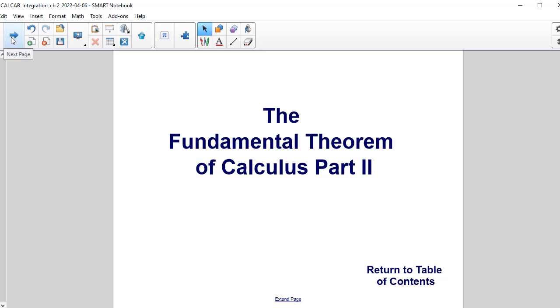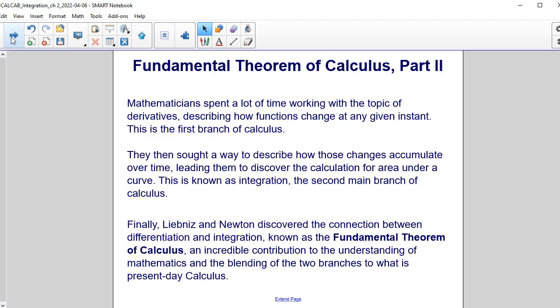The Fundamental Theorem of Calculus, Part 2. Mathematicians spent a lot of time working with the topic of derivatives, describing how functions change at any given instant. This is the first branch of calculus.